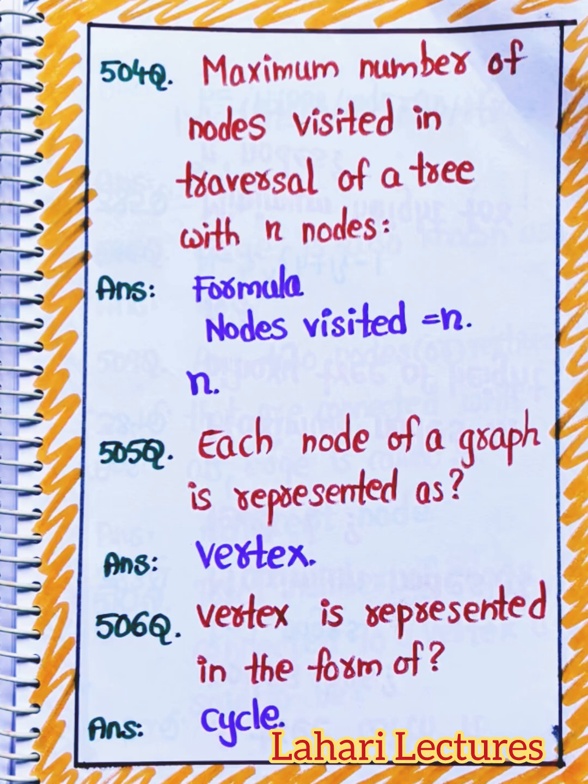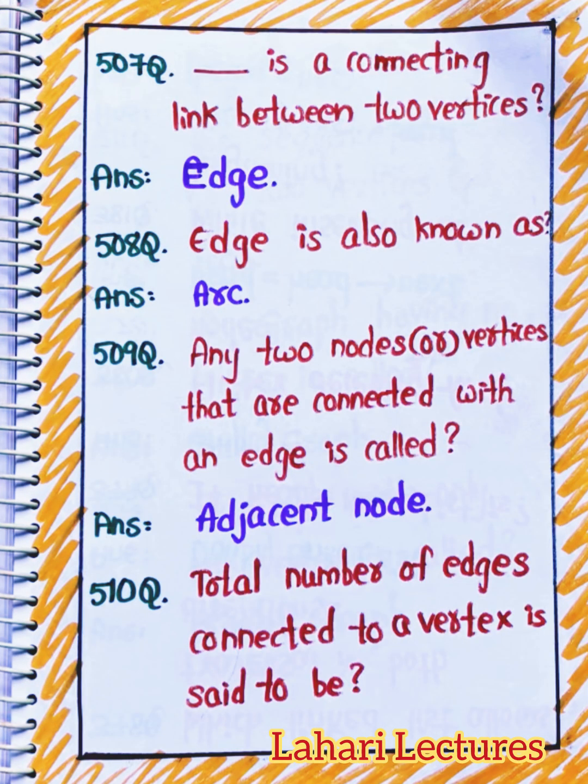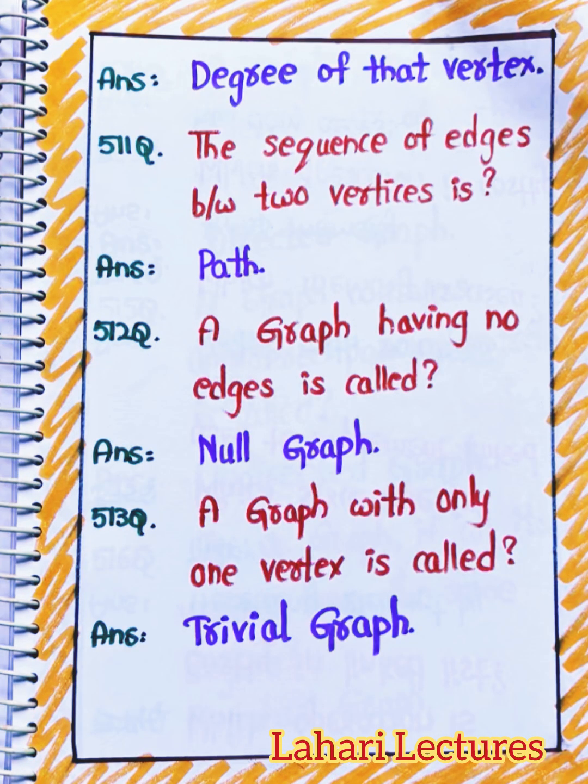Each node of a graph is represented as vertex. Vertex is represented in the form of circle. Edge is a connecting link between two vertices. Edge is also known as arc. Any two nodes or vertices that are connected with an edge is called adjacent node. Total number of edges connected to a vertex is said to be degree of that vertex.